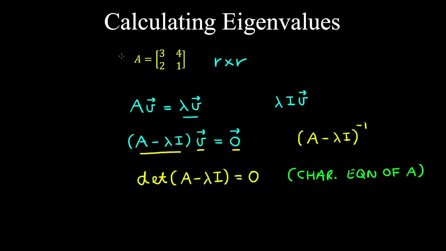So let's find the eigenvalues of this matrix by using this condition. So we want the determinant of A minus lambda by the identity matrix. So for this 2 by 2 matrix, lambda I is going to have lambda on the diagonals and 0 everywhere else. So A minus lambda I is going to give 3 minus lambda and 1 minus lambda on a diagonal, and then the other entries remain the same.